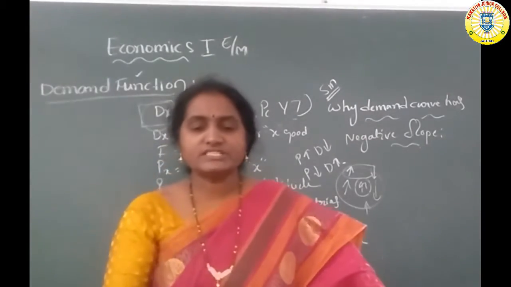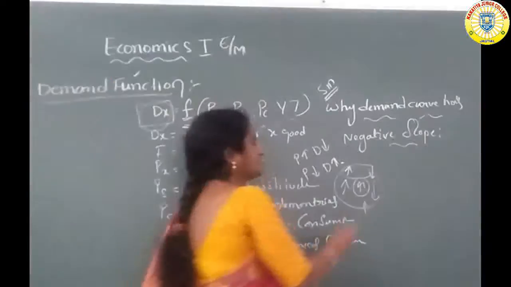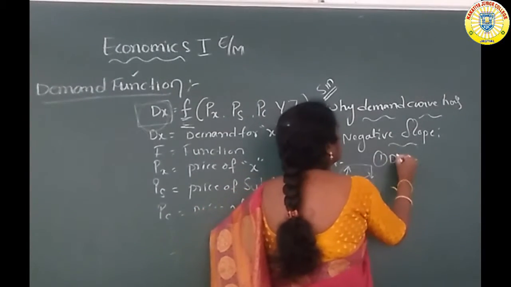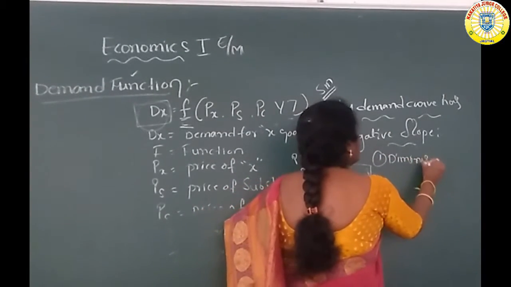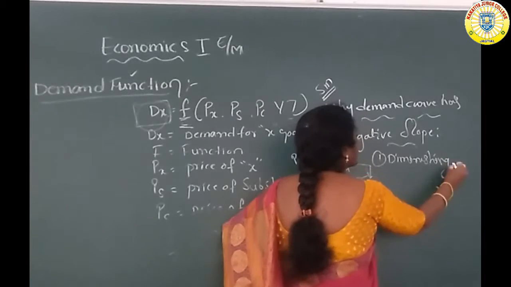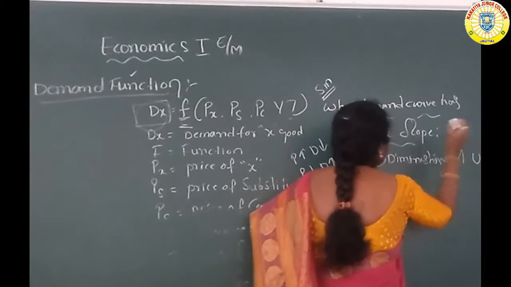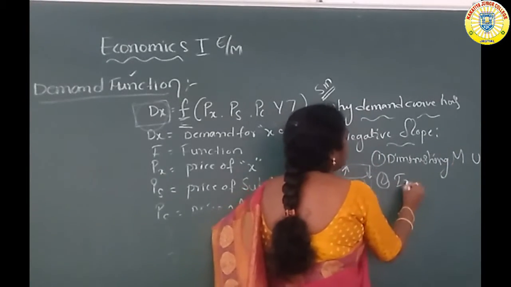And the next one is the income effect. First one, diminishing marginal utility. Second one, income effect.